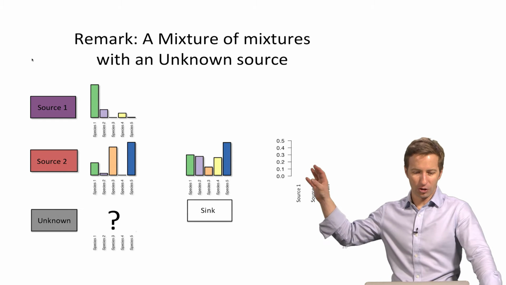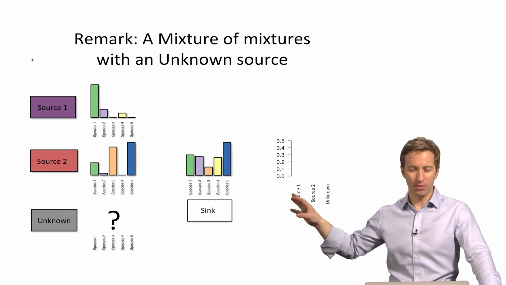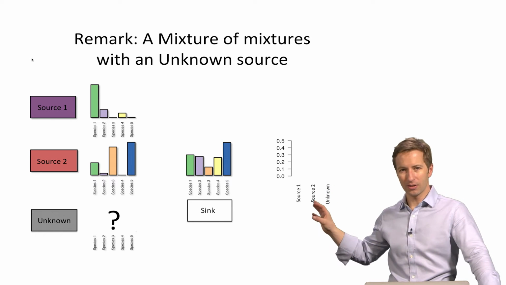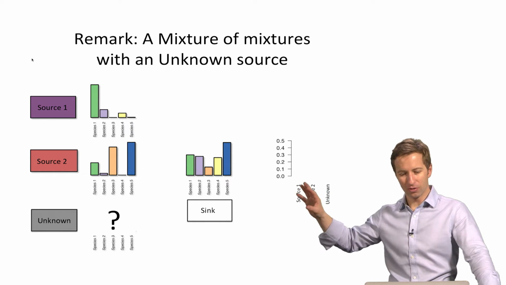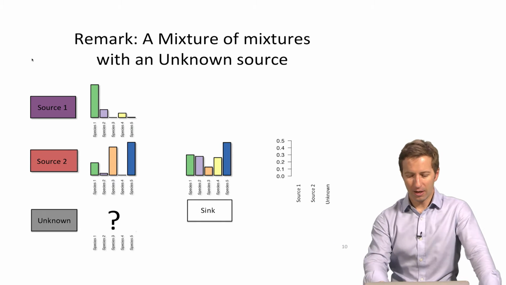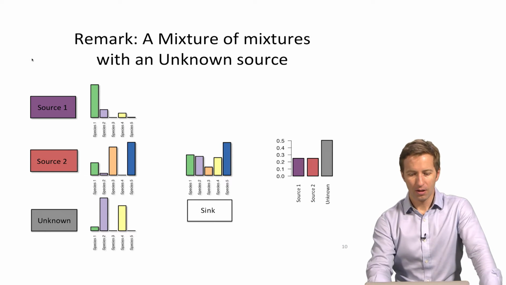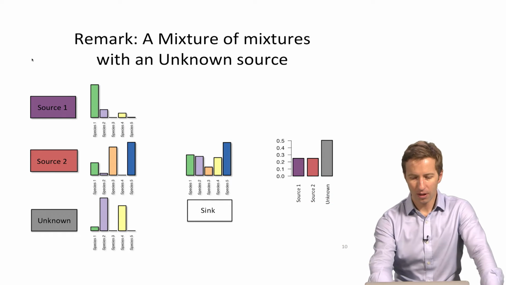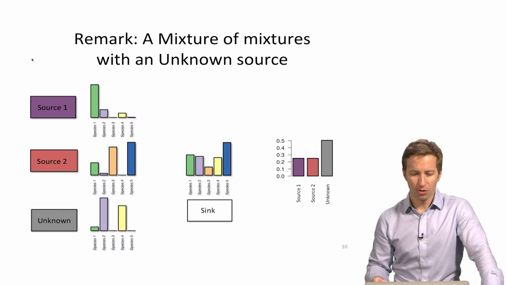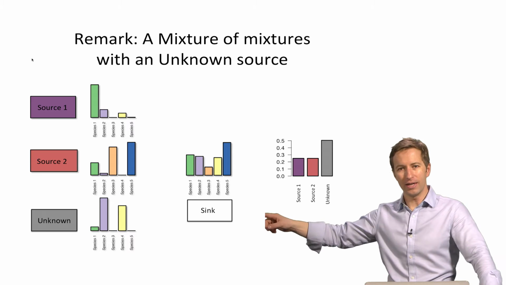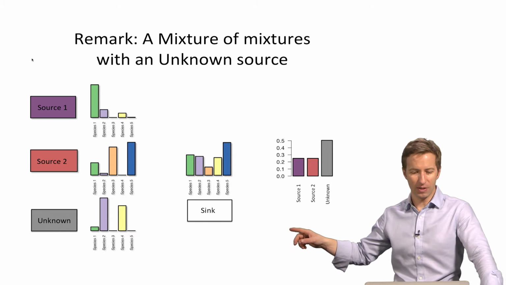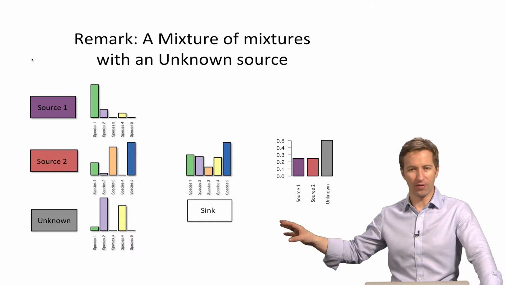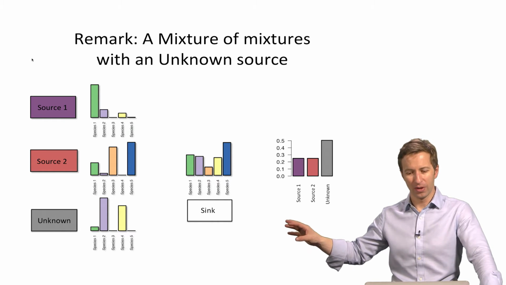And I'm showing you the same example of source 1 and 2, and then we have an unknown source here. Then we have the sink sample that's a mixture of those same species. And here the goal is to recover the correct mixing proportions of source 1, source 2, and unknown, and at the same time to recover what is the mixture of species in the unknown environment. And that's the tricky part.